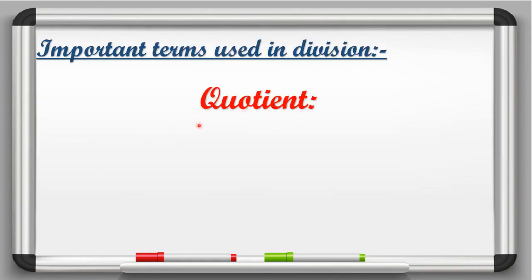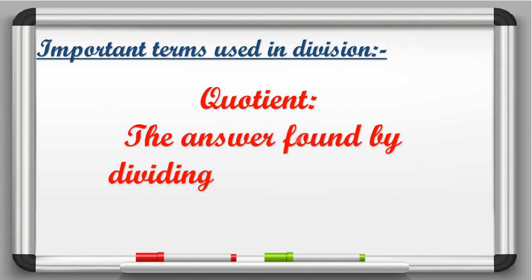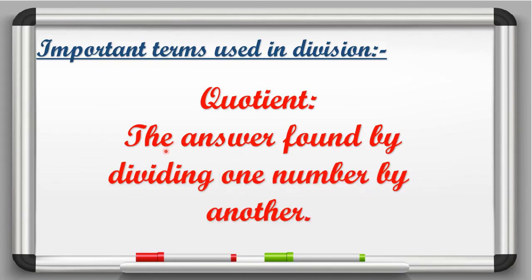क्वोशेंट. सो व्हाट इज क्वोशेंट? फर्स्ट ऑफ ऑल वी विल लर्न द स्पेलिंग ऑफ दिस, Q-U-O-T-I-E-N-T, quotient. Okay, so what is quotient? The answer found by dividing one number by another. जो answer आता है बेटा division करने के बाद, ठीक है, that is called quotient. Like 12 chocolates we have to distribute in 3 children, so each child will get how many chocolates? That is 4. So here 4 is the quotient.